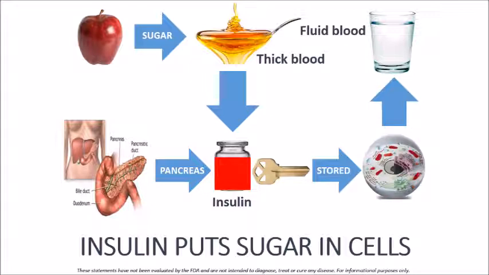And insulin acts like a key. It opens the door of the cell for sugar to enter. Once the sugar enters the cell, the blood returns to its normal consistency. It's no longer as thick as it was before. Diabetes is simply the inability of your insulin to work properly.